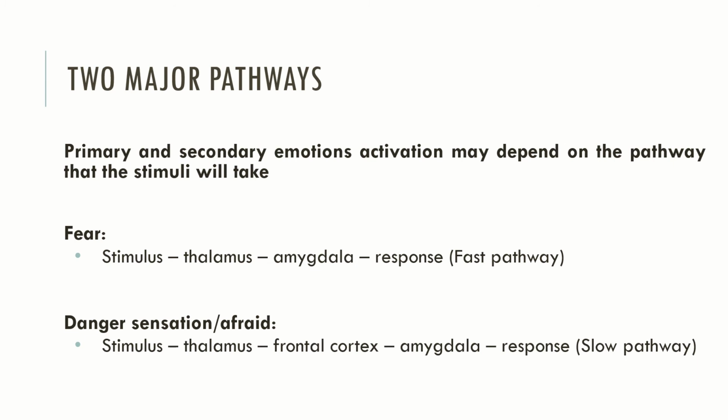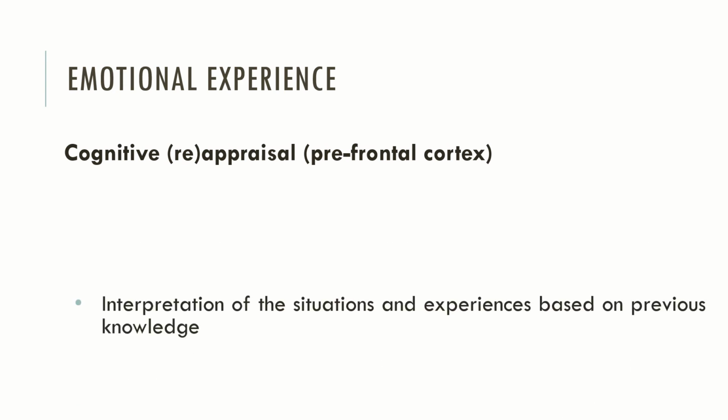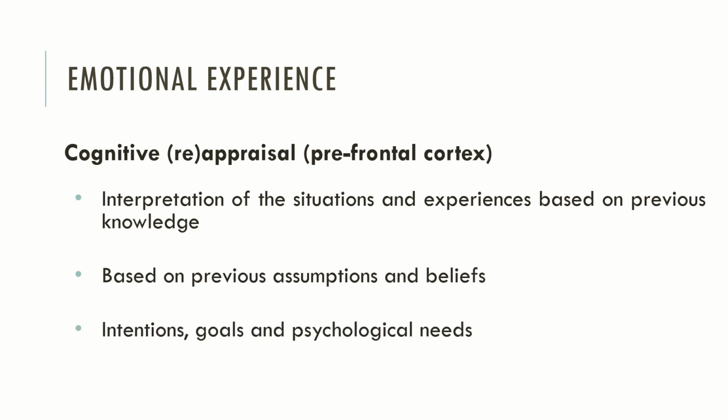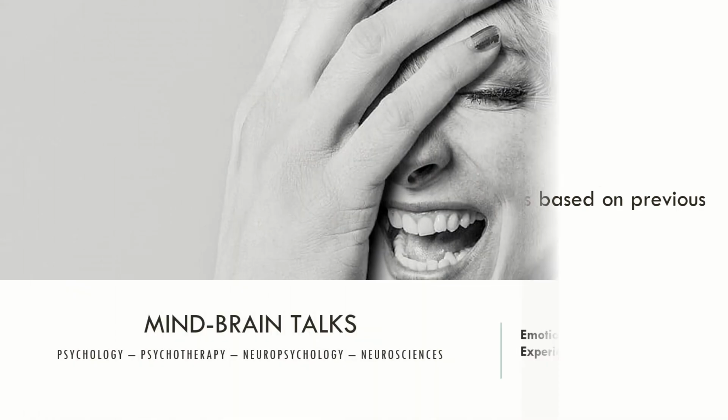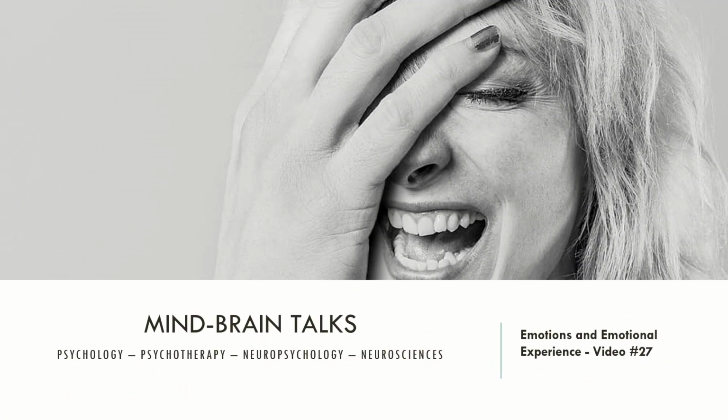So one major aspect that could make a difference between secondary emotions and primary emotions is cognitive reappraisal, which is a process that is mainly located in the prefrontal cortex. The process of cognitive appraisal may be seen as the interpretation of situations and experiences based on previous knowledge. So, this interpretation is based on previous assumptions and beliefs, and on intentions, goals, or even psychological needs. So, cognitive appraisal adds a cognitive component to the primary emotion. This is when we start to feel a more complex, more differentiated emotion, which is called a secondary emotion or even a feeling.